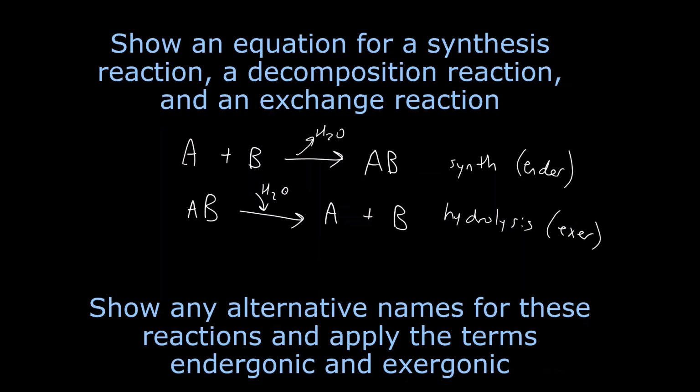Now an exchange is something a little bit different. It would have like AB plus C, and then one of them would break apart, right, and hook up with the other one and leave the other original partner all alone. You could call this a displacement reaction. And as far as endergonic, exergonic, that doesn't really apply here. We are both making and breaking bonds at the same time.